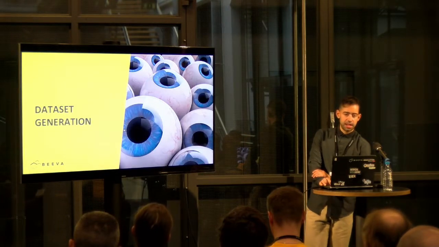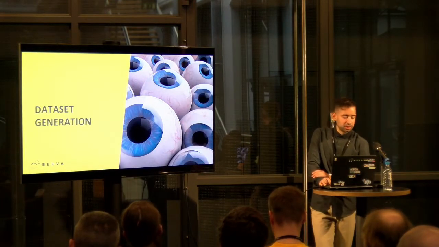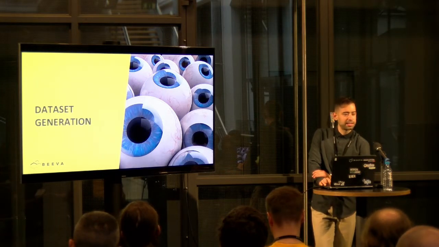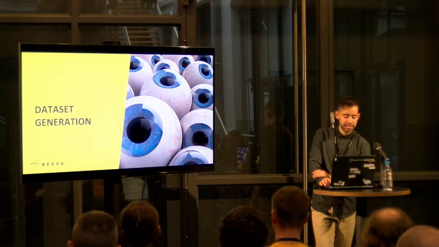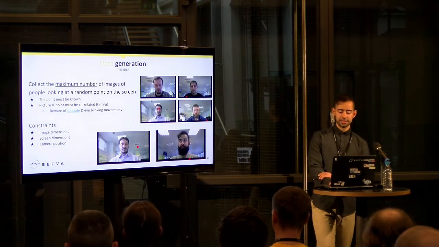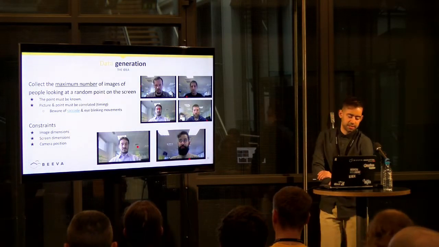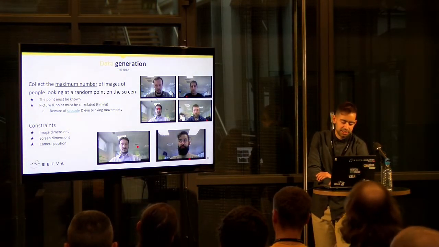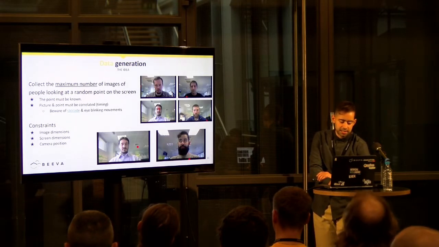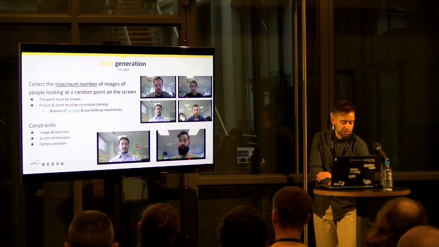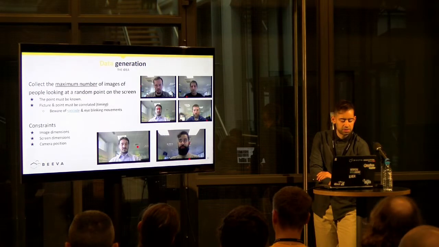First of all, if I want to train a model, I need a lot of labeled images of people looking at a specific point, and I have to know what the point is that they are looking at on the screen. How did I solve it? Well, this is the proof of concept. I have people looking at the screen, and the red dot is the point where they are looking at. The idea is good enough, but there are some issues.